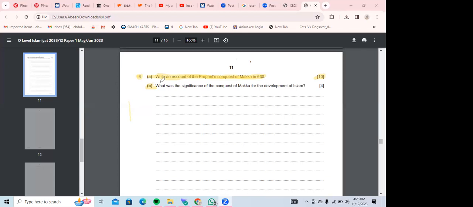Makkah had accepted Islam, and they had a lot of manpower now. Okay, so these were the fruits of that.